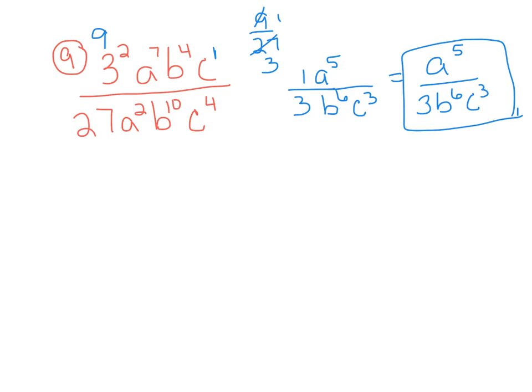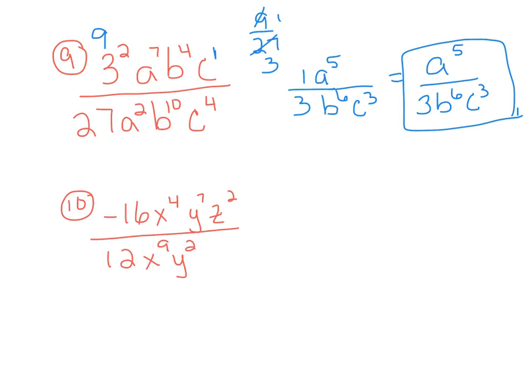All right. Let me have you try this one. I know the notes today are a little bit longer because there's just a lot of variation in this section. All right. Now I'm going to throw in a negative. Negative 16 X to the 4th, Y to the 7th, Z to the 2nd, over 12 X to the 9th, Y to the 2nd, Z to the 12th. All right. Again, hit pause, see if you can do it, and then come back to the video for the answer. All right, so here's what I did.